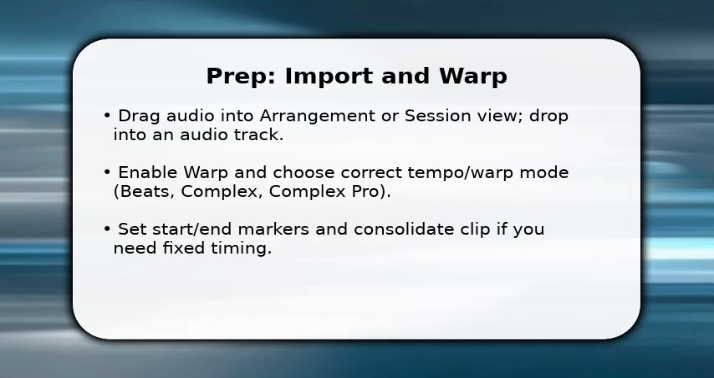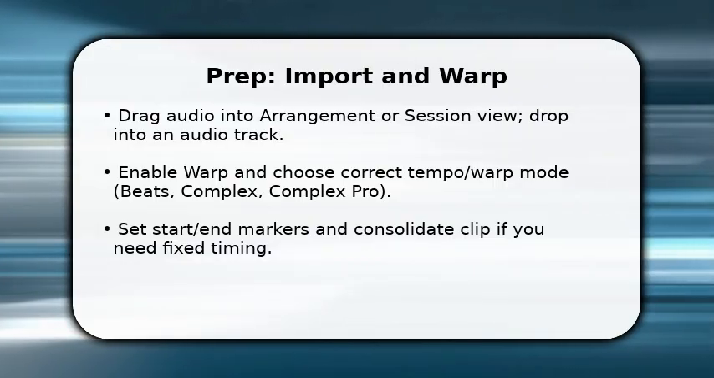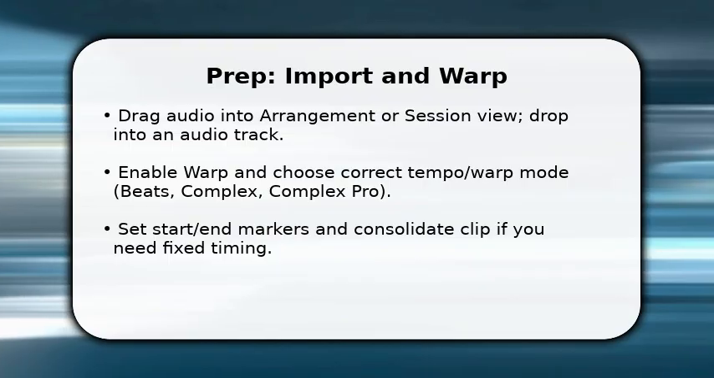Enjoy the video. You've loaded the clip and enabled Warp so Ableton treats audio as an editable object. First, confirm the clip's sample rate and tempo match your project so transients align. Next, set start and end markers to isolate the region you want reversed. Make sure extra length is included if tails matter.